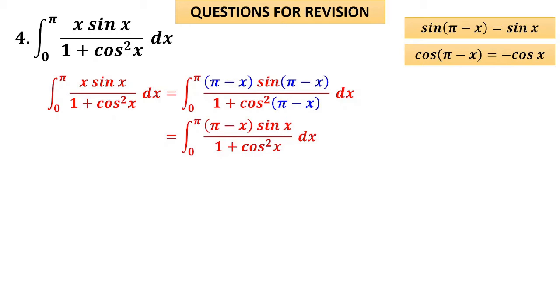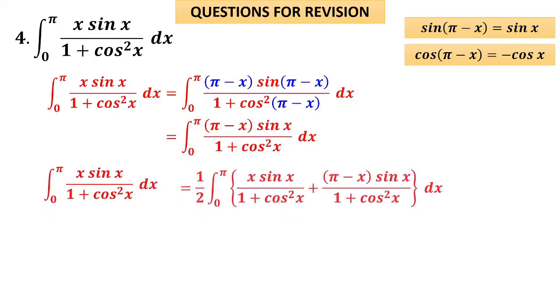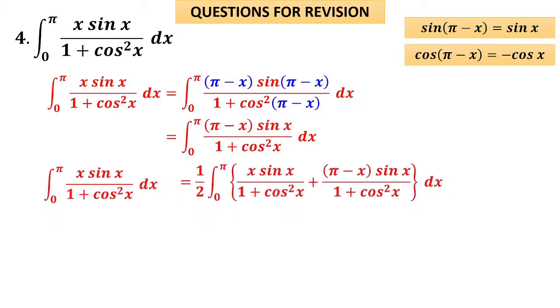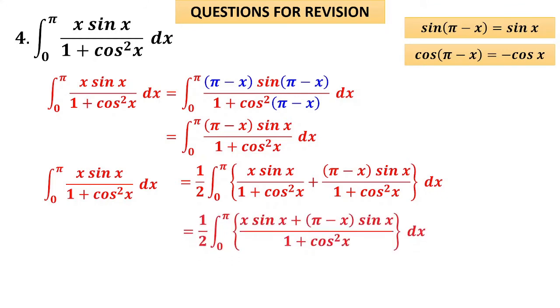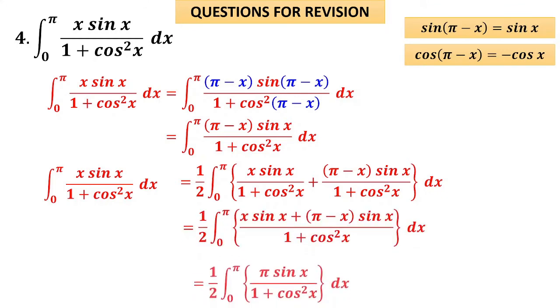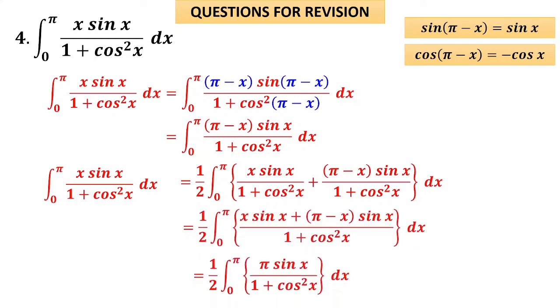Now we started with x sin x by 1 plus cos square. We ended with pi minus x into sin x by 1 plus cos square. Therefore, now write it as half into the sum of the two integrands. That is x sin x by 1 plus cos square plus pi minus x into sin x by 1 plus cos square. Now x sin x and x sin x when you add will get cancelled. Therefore, you will get pi sin x by 1 plus cos square. So half into integral 0 to pi of pi sin x by 1 plus cos square x.